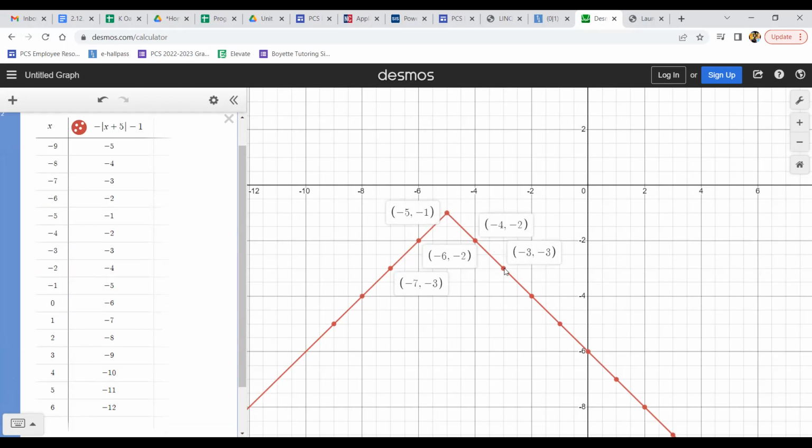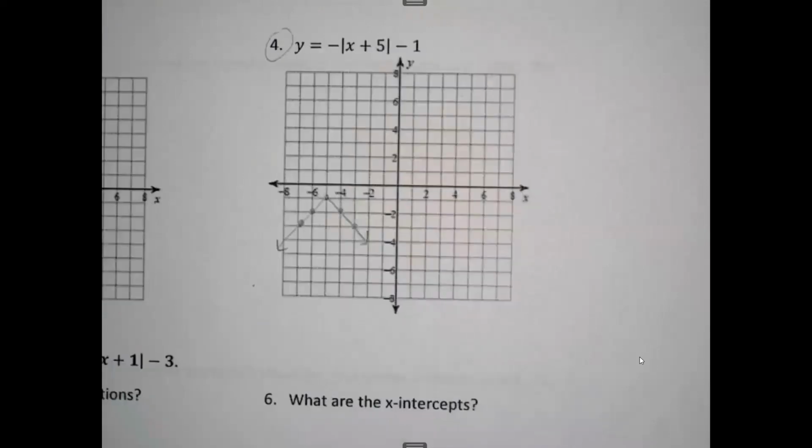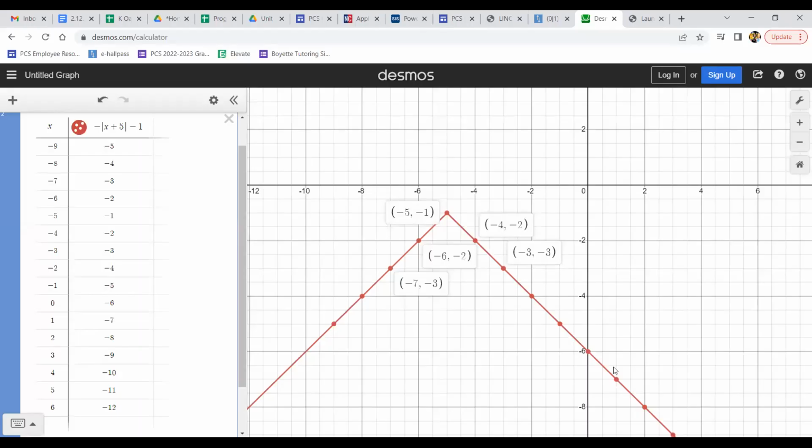So -5, -1 is the vertex. And then -6, -2, -7, -3, -4, -2, -3, -3. So there I've got all my points. So with that, your graph should look like this. We just had to get some extra points that weren't as easy to get. Okay. Was that better? That was the tricky part.